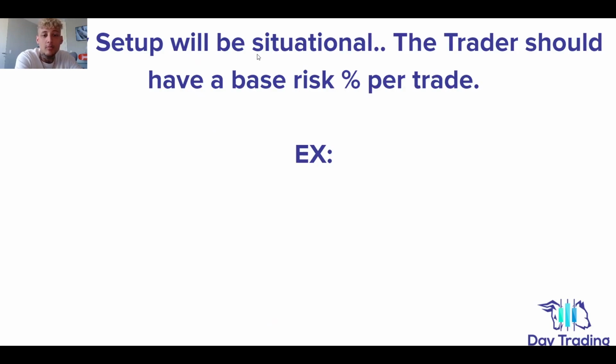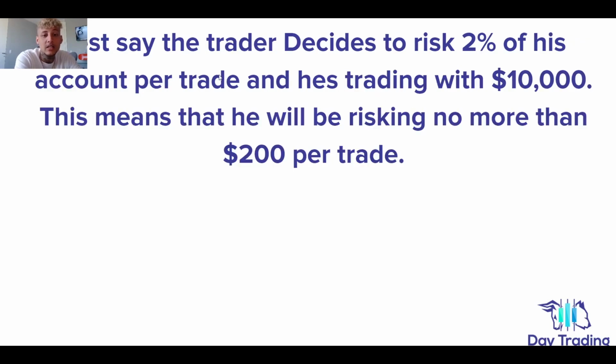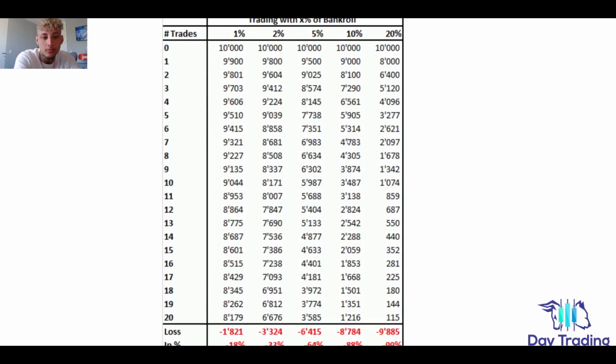Now, every setup will be situational. The trader should have a base risk percentage per trade. Exactly what I went over last time. Typically, I always risk 2% on a trade. Sometimes I'll risk less, sometimes I'll risk a little bit more, but typically I'm always risking around 2% per trade. Now, let's say the trader decides to take a 2% risk of his account per trade and he's trading with $10,000. This means that he will be risking no more than $200 per trade. So all that simply means is if your stop loss gets hit, you're going to lose $200, right?